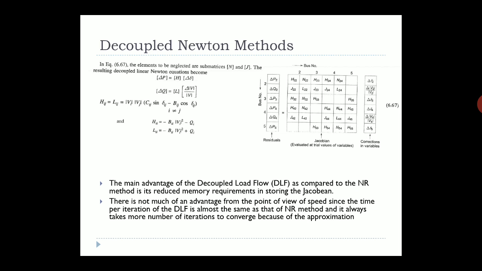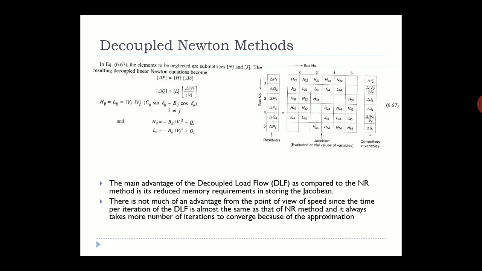For the diagonal case, where i equals j, Hii is nothing but Bii into Vi square minus Qi, and Lii is Bii Vi square plus Qi. So we are neglecting N and J. The basic thing is that Hij and Lij, the off-diagonal ones, have the same value, that is Vi Vj into G sin delta ij and B cos delta ij, and Hii and Lii are given by these equations.